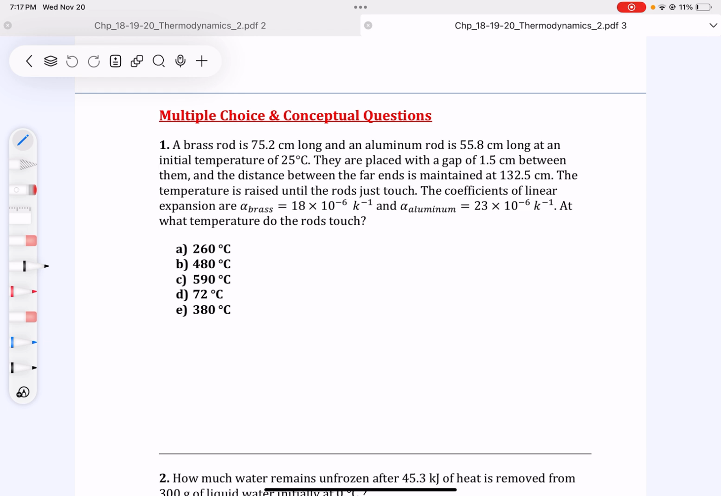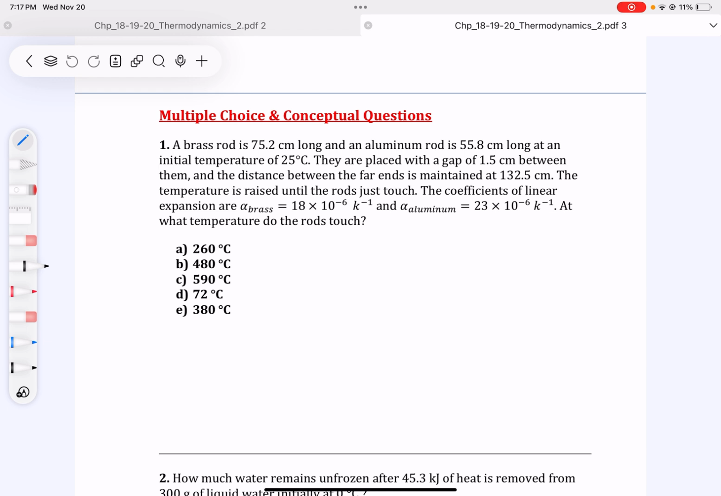A brass rod is 75.2 centimeter long and an aluminium rod is 55.8 centimeter long at an initial temperature of 25 Celsius. They are placed with a gap of 1.5 centimeter between them, and the distance between the far ends is maintained at 132.5 centimeter. The temperature is raised until the rods just touch. The coefficients of linear expansion, alpha brass and alpha aluminium, are given. At what temperature do the rods touch?